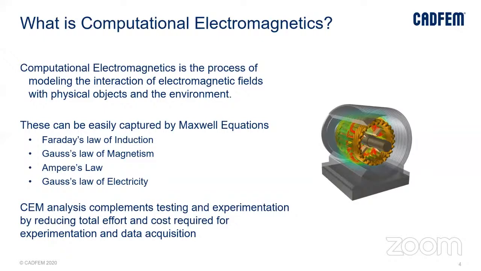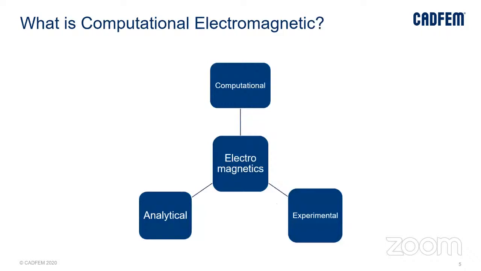To handle or understand these things, the basic laws that come into the picture are Faraday's law, which talks about induction, the Gauss law for magnetism, Ampere's law, and the Gauss law for electricity. These are the basic laws that deal with the complete electromagnetism part. Computational electromagnetics is not a complete replication of experimentation, but it complements the testing and experimenting.